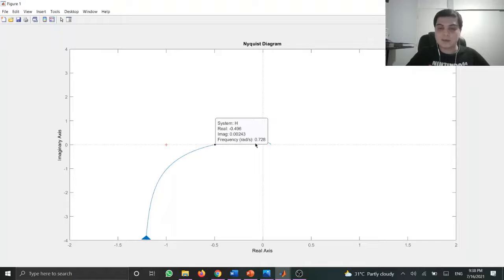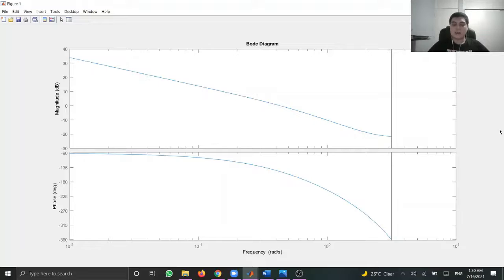For example, at frequency 0.72, we're going to have a phase of minus 180 degrees and a gain of 0.49. In this graph, in order to avoid instability, we need to avoid at all costs this red point, which is minus 1, because at this point we're going to have an unstable system.